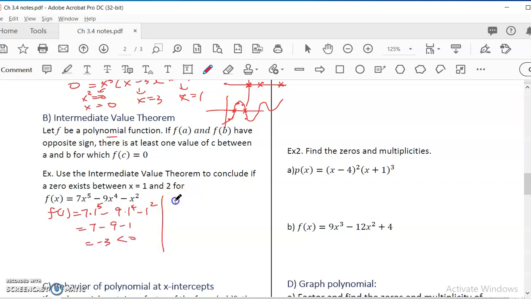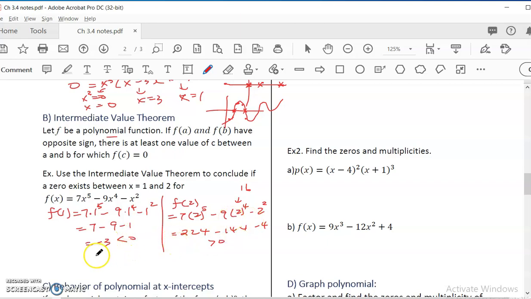Whereas if I calculate f of 2, that would be 7 times 2 to the power 5 minus 9 times 2 to the power 4 minus 2 squared. So this would be 7 times 32 because 2 to the 5th is 32. 32 times 7 is 224, minus 9 times 16. This is 16, right? So that is 144. And then minus 4 more. So of course we know that this is positive.